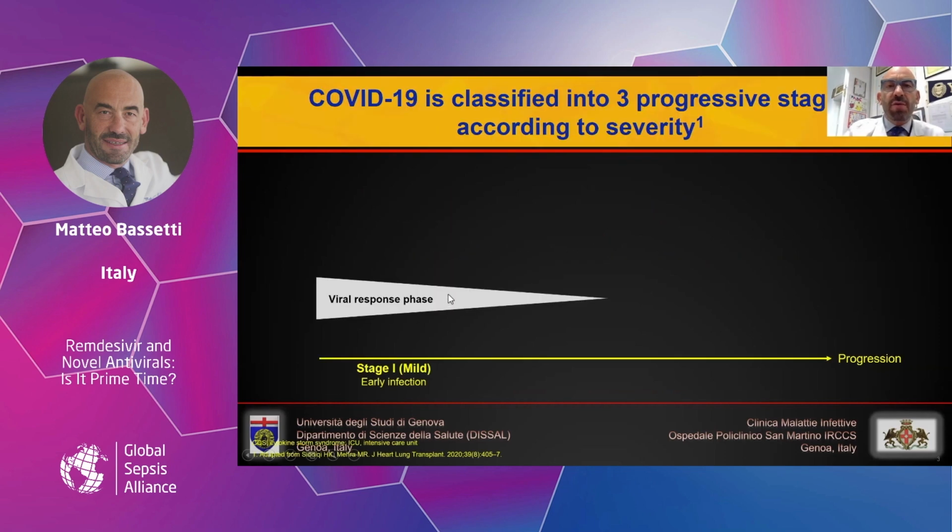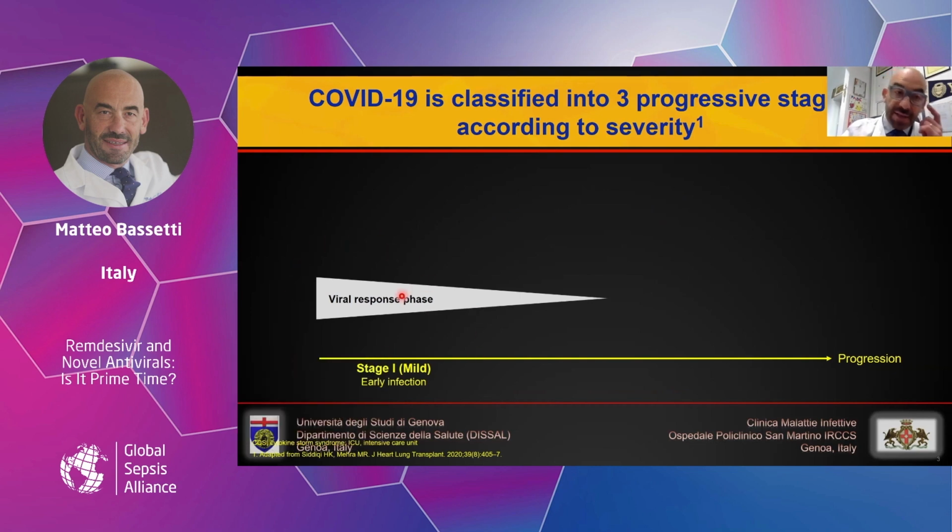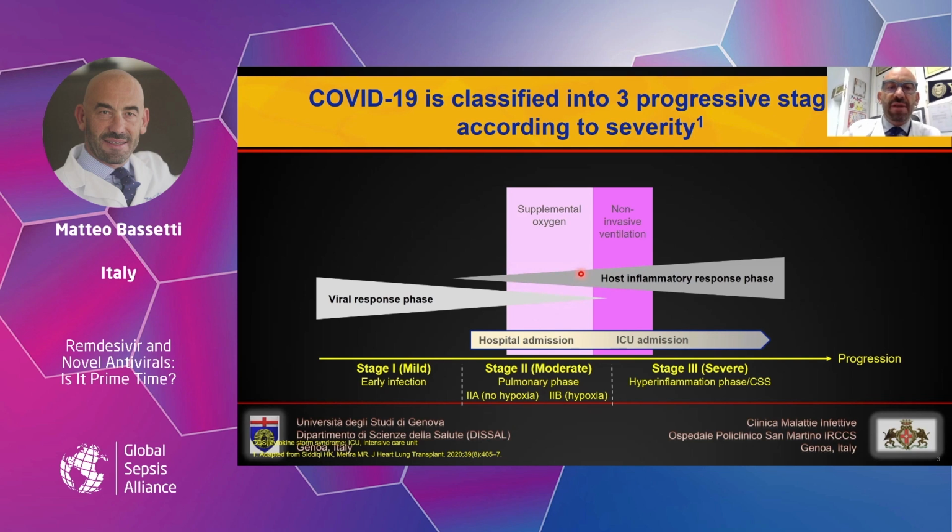So what do we know about COVID? COVID is classified in general in 2 progressive stages according to severity. We have the first stage, which typically has a very high viral response phase, and this is the early phase of the disease. And then we have stage 2, in which you have in general hypoxia and hospital admission, and there is a relationship between the viral response and the post-inflammatory phase.